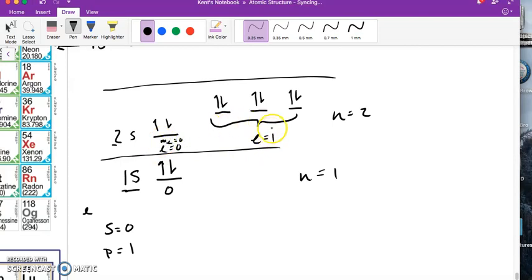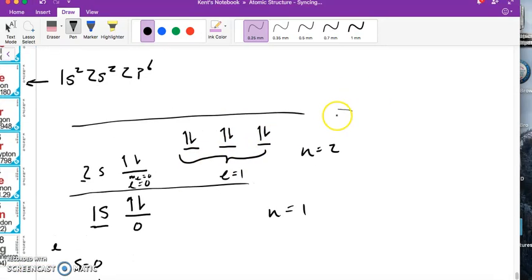If L equals 1, if we're talking about the p subshell, M ranges from negative 1 to 1. What that means is I can call this one negative 1, this one 0, and this one 1. So these quantum numbers tell you kind of where, it's like the address for the electron, right?